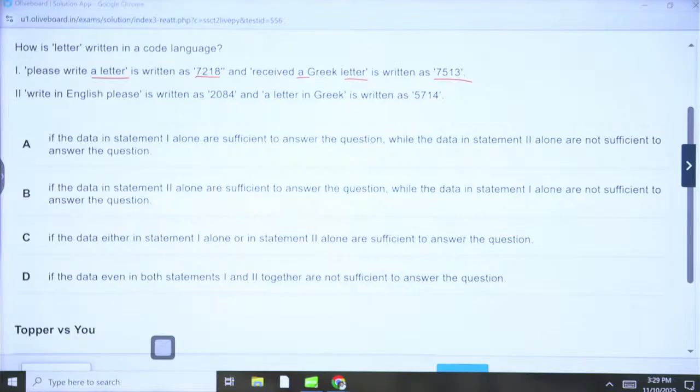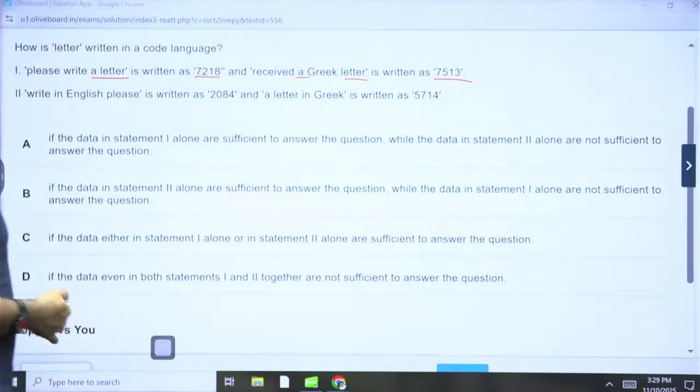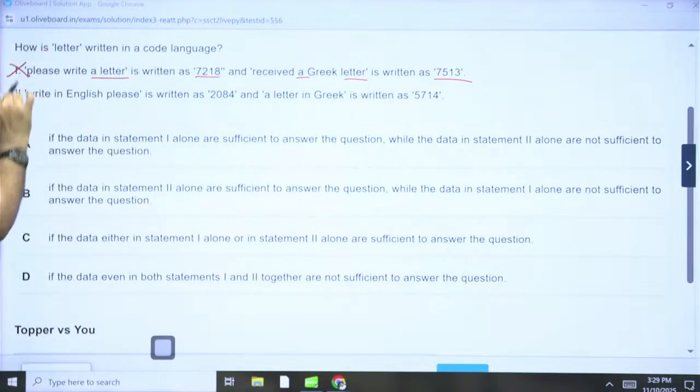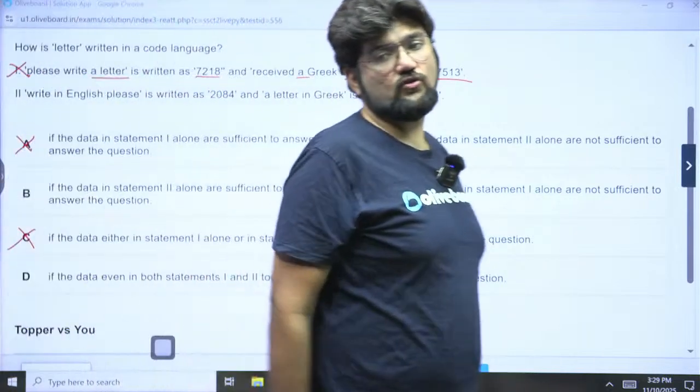Right? It's a Chinese code. It's not a corresponding code, so we will not be able to differentiate. The code is 7171. They are common. We don't know which one is letter. So 1 alone is not sufficient. That means either is also not sufficient.